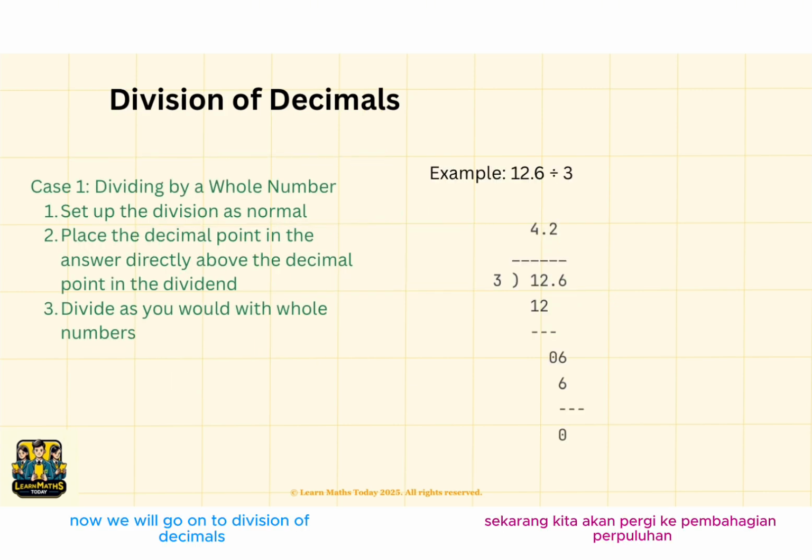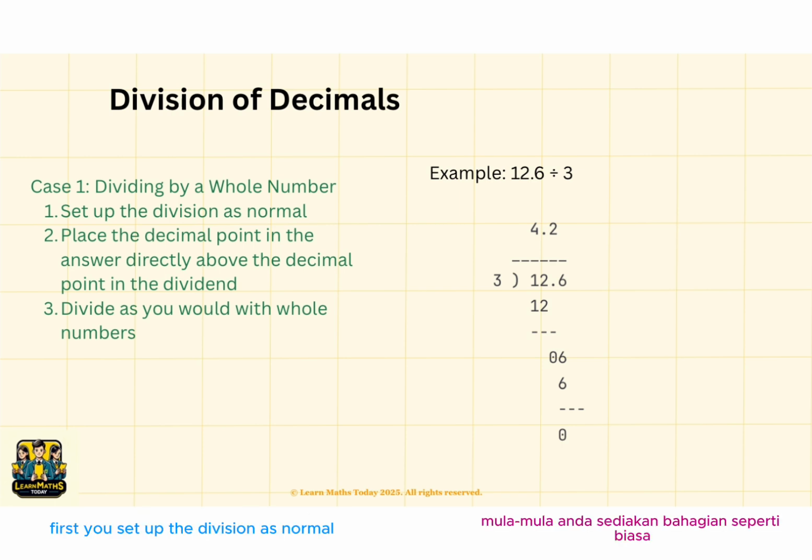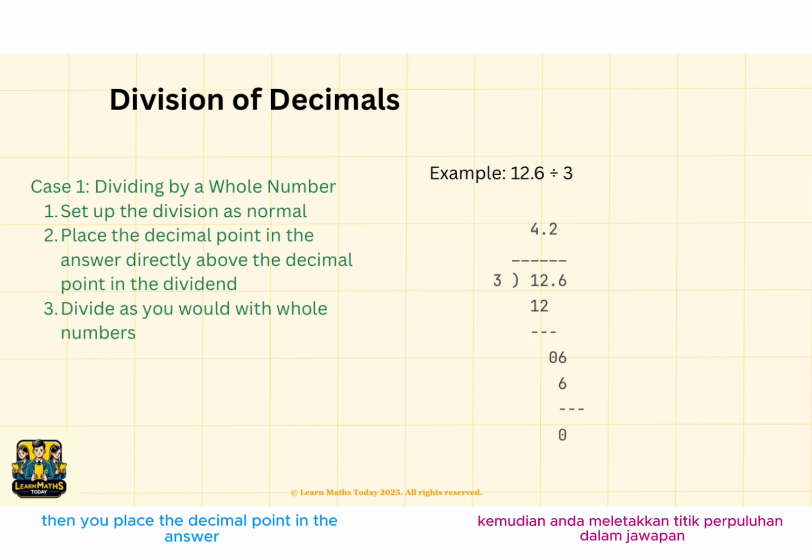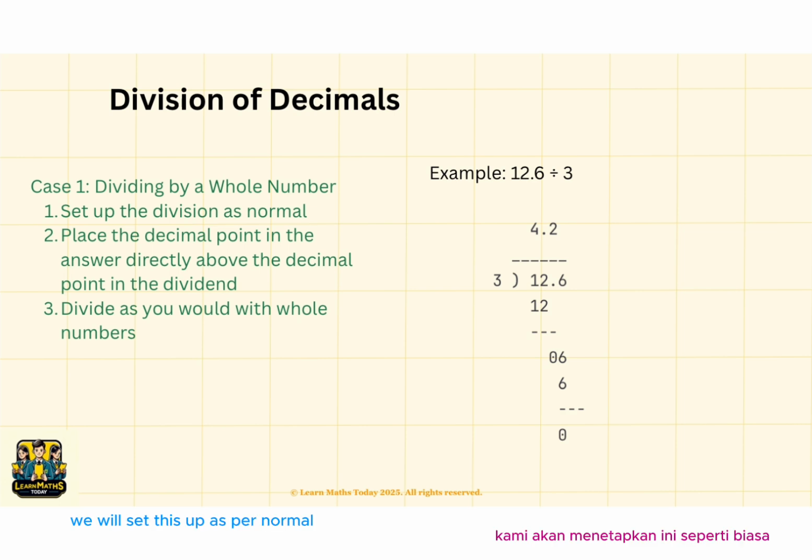Now we will go on to division of decimals. First, you set up the division as normal. Then you place the decimal point in the answer directly above the decimal point in the dividend. And then divide as you would with whole numbers. So the example you see here is 12.6 divided by 3. We will set this up as per normal. And then we will put the decimal point directly above the one in the dividend. And then we divide normally.